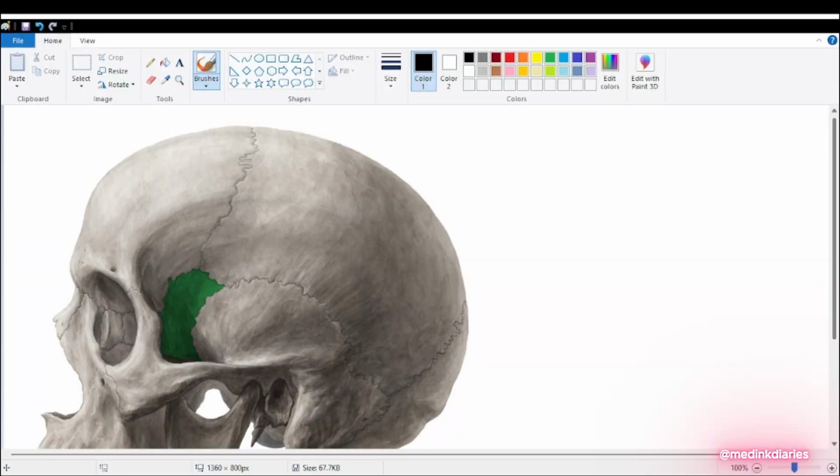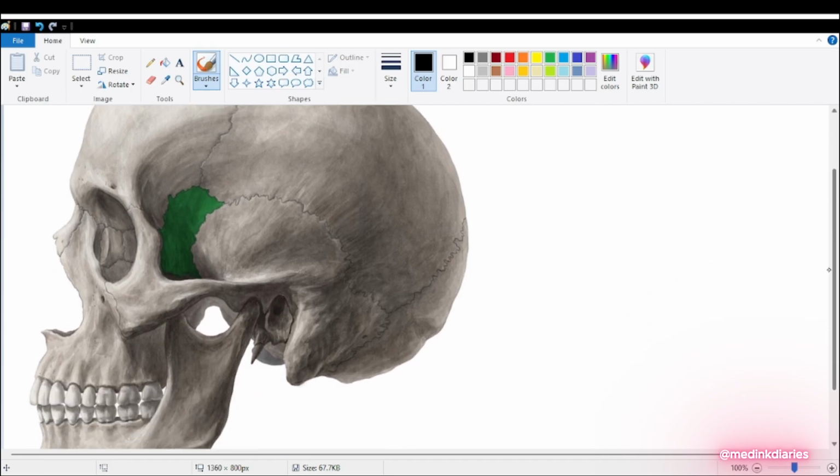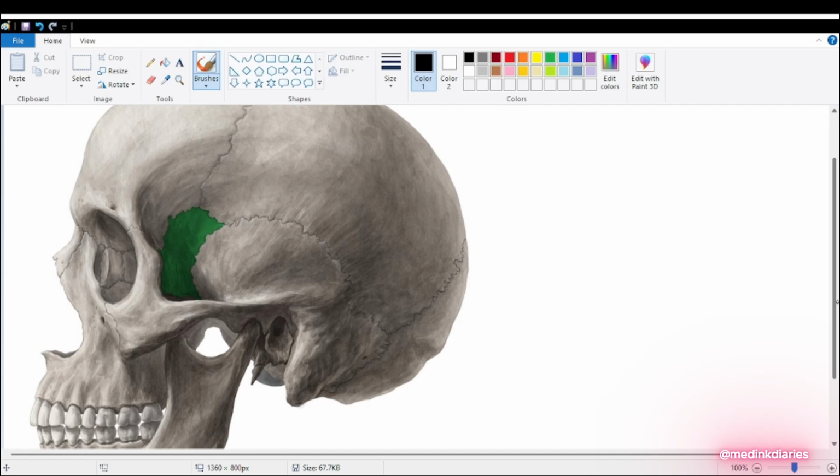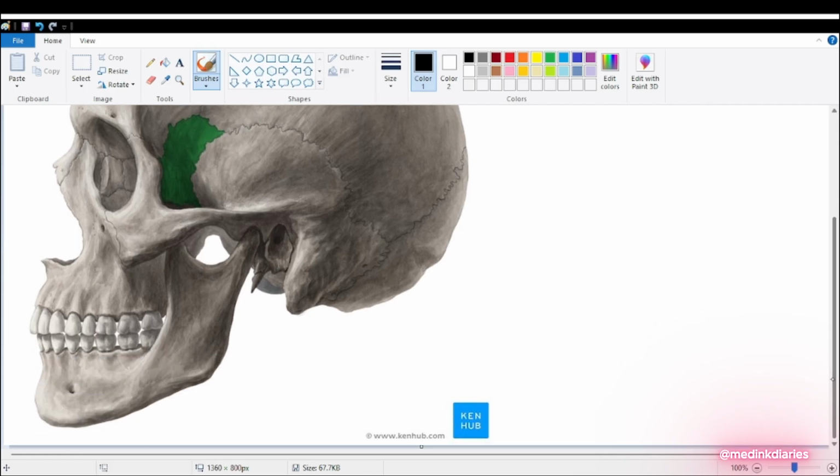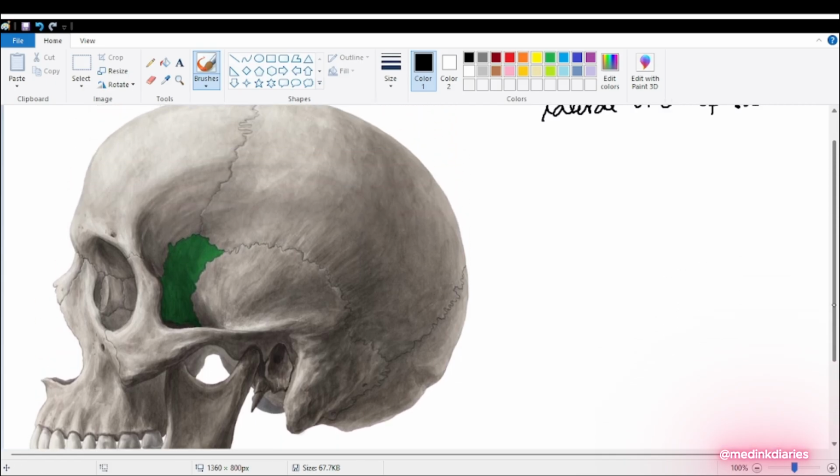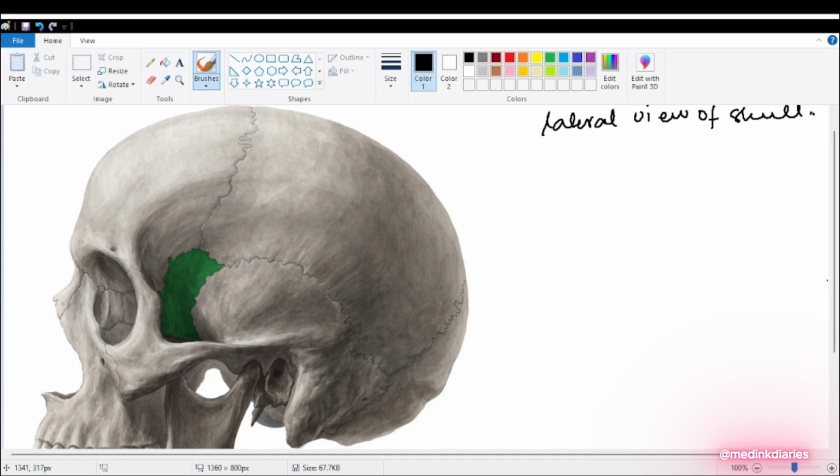Hey everyone, so today we are going to discuss the lateral view of the skull. So here you can see the lateral view of the skull, and what basic structures make up the lateral view of the skull?